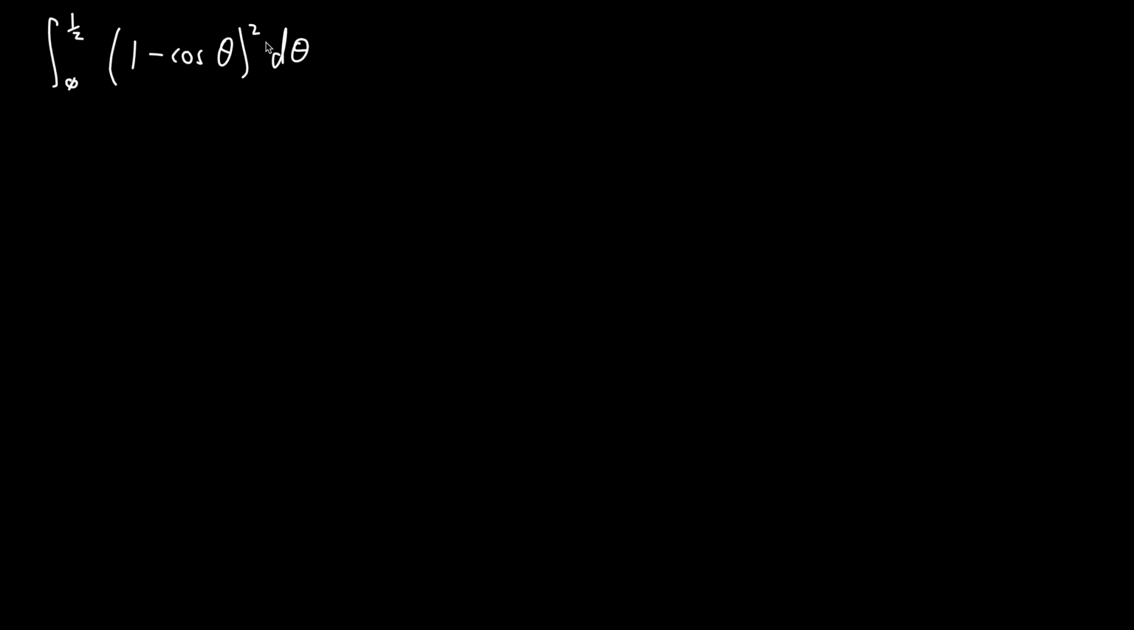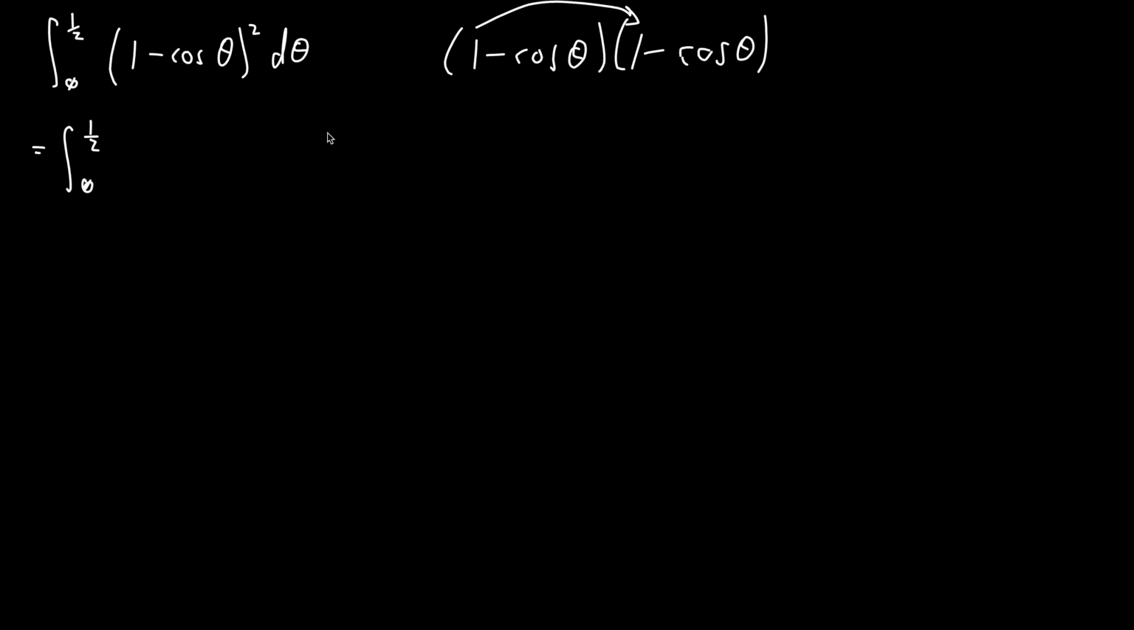Well, just looking at it, why don't we just try and expand this? Okay, so if we just distribute here, we get the integral from 0 to a half. Remember, this is equivalent to (1 minus cosine) times (1 minus cosine). So if we go ahead and distribute, 1 times 1 would be 1, 1 minus cosine, and then another 1 in cosine would be minus 2 cosine, and cosine times cosine, negatives will cancel out. I'll get plus cosine squared.